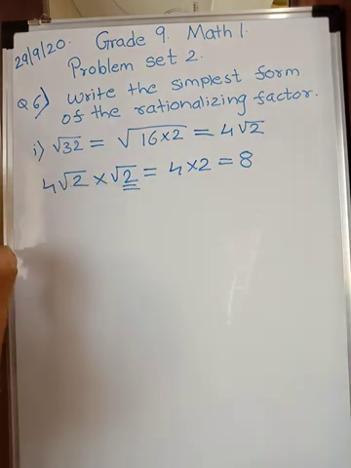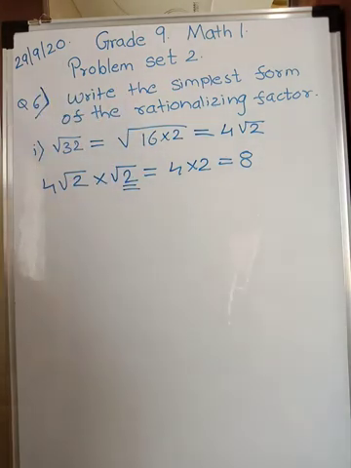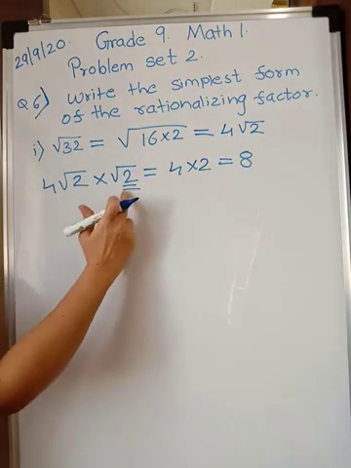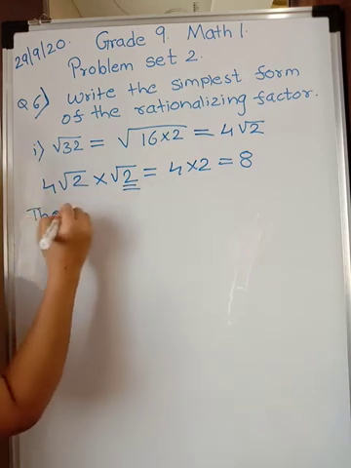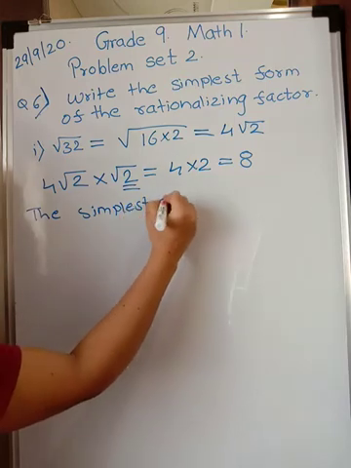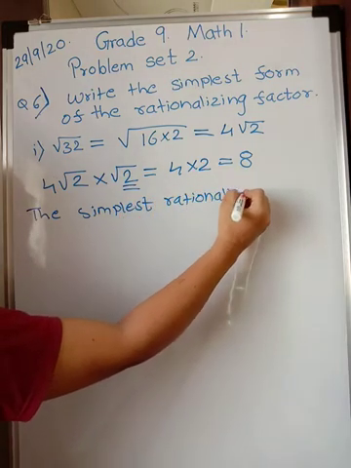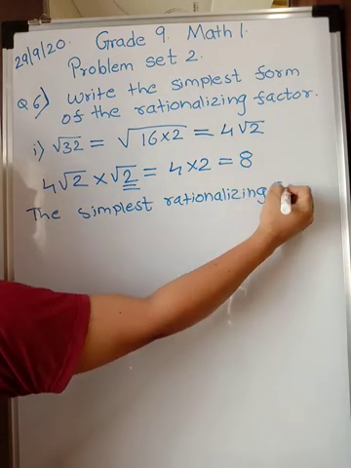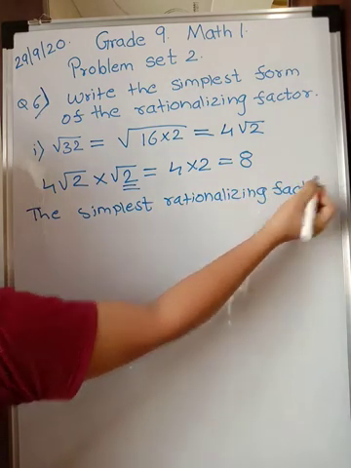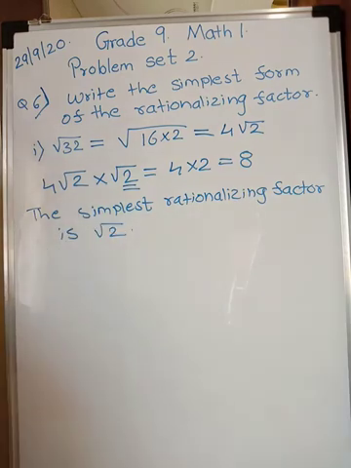So what will be your answer? What is the rationalizing factor? You should be writing: the simplest rationalizing factor is root 2. Is it clear?